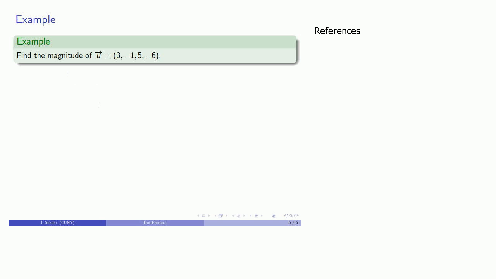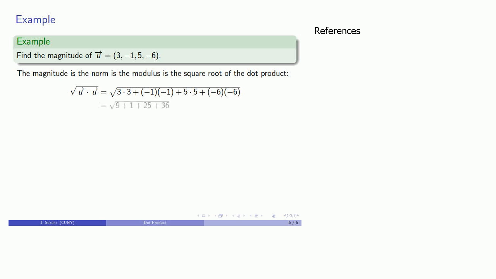So let's find the magnitude of the vector u, 3, negative 1, 5, negative 6. And it's good to remember that the magnitude is the norm, is the modulus, is the square root of the dot product. So we'll go ahead and find the dot product. We'll multiply each component by itself and add up the products. And that gives us the magnitude of our vector.